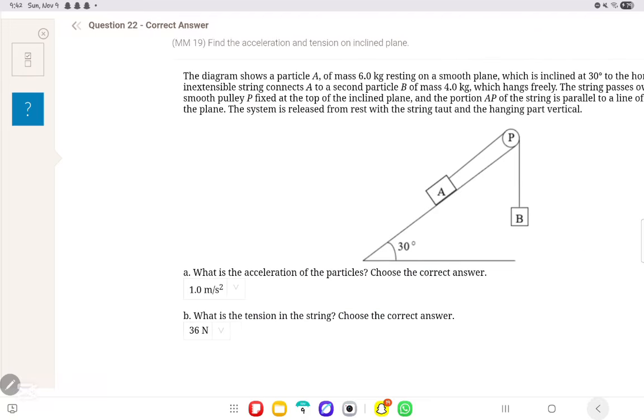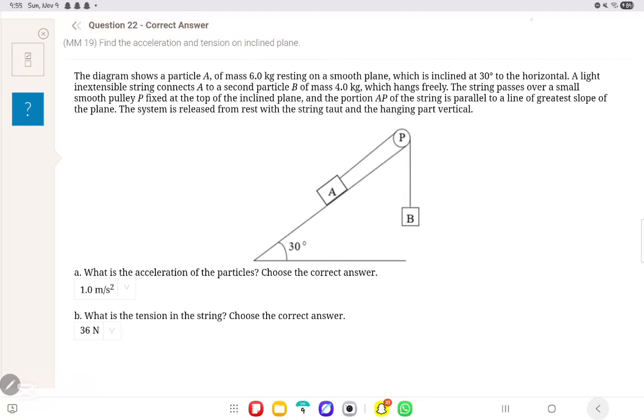Last but not least, last question, very important question. The diagram shows a particle A of mass 6 kg. Okay, so I'm gonna assume that g is 9.8 because they didn't give it to me, so this would be 58.8 newtons, and B of 4 kg, so this would be a weight of 39.2 newtons. And it's at rest. So we also have the normal push and the tension force. What is the acceleration of the particles when the system is released from rest?